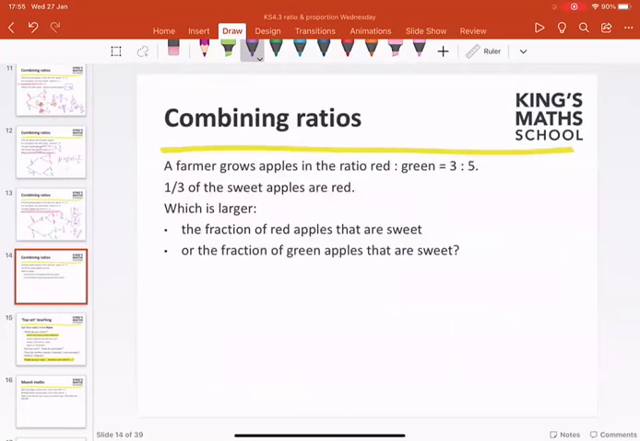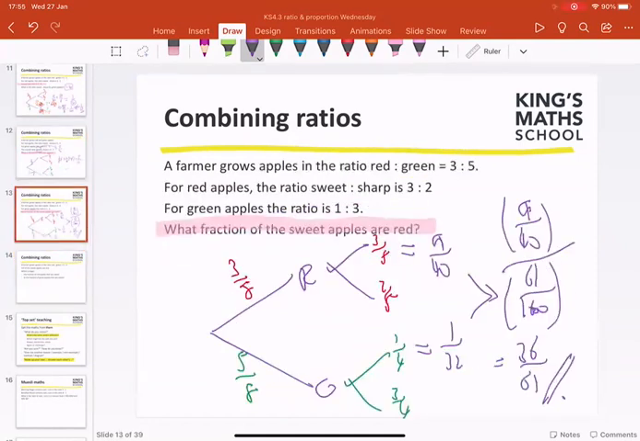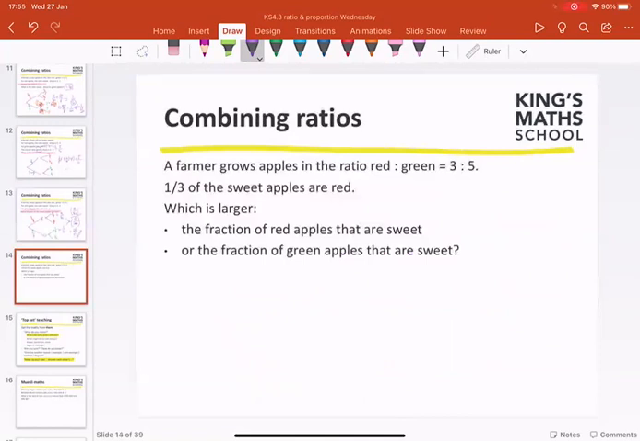And then finally, I would perhaps do a question like this, where you can see from the decreasing numbers how there's less and less information in each of the questions. So we've still got our 3/8, 5/8, and then 1/3 of the sweet apples are red. Okay, so that's right at the very end. And then we don't know anything about the red apples, or indeed anything about the green apples.